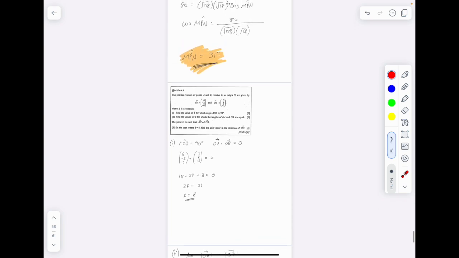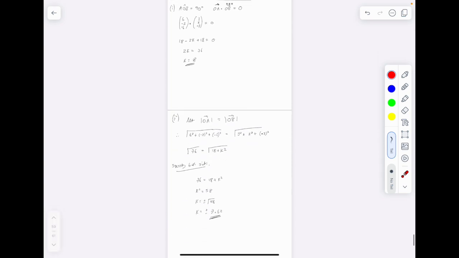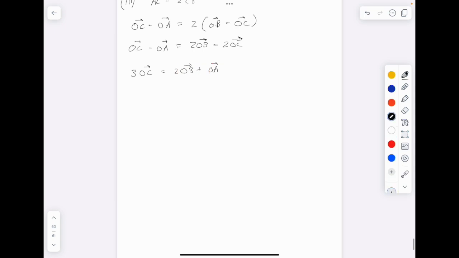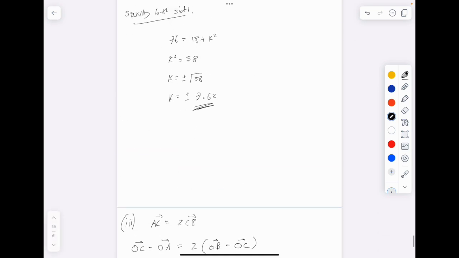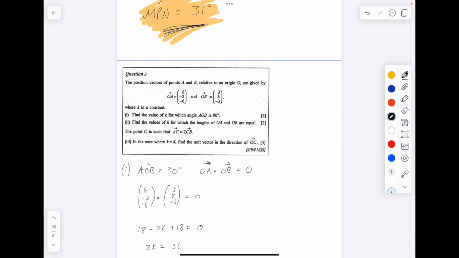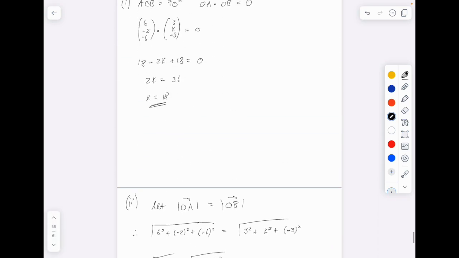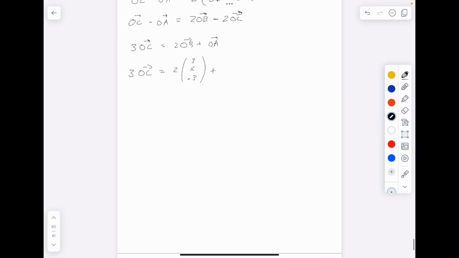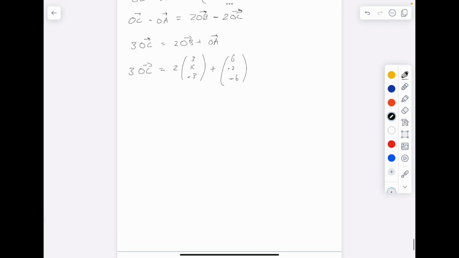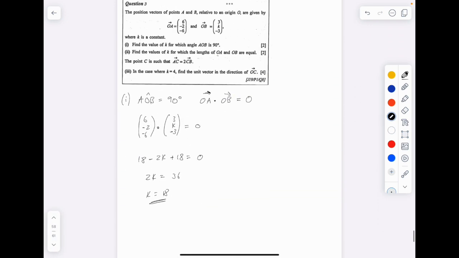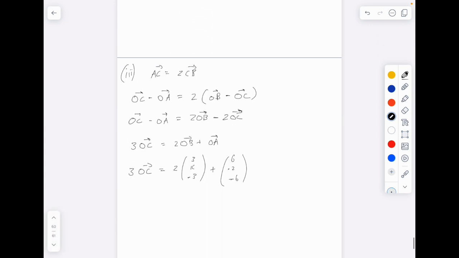Okay, cool. Now ask yourselves, do we have OB and OA? We do. So I can say that 3OC is equal to 2 times OB, so 3, k, negative 3, plus OA, 6, negative 2, negative 6. Okay, and K here in this example is 4.